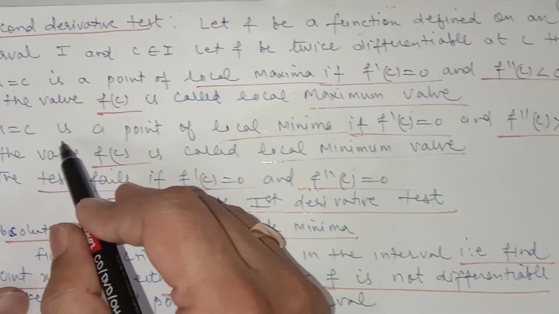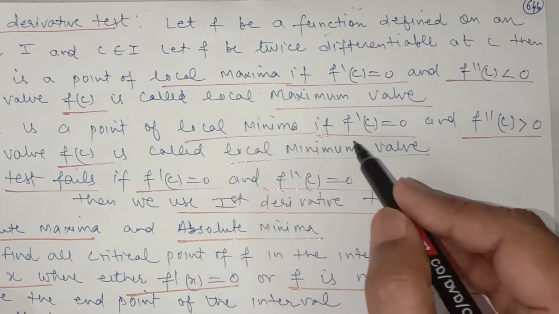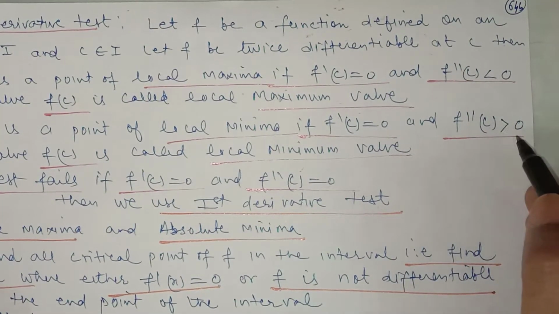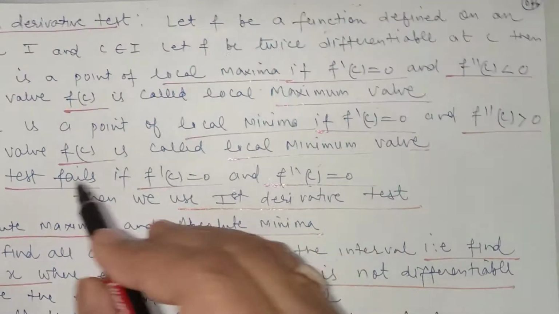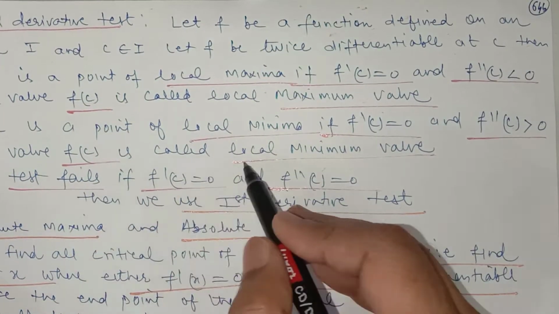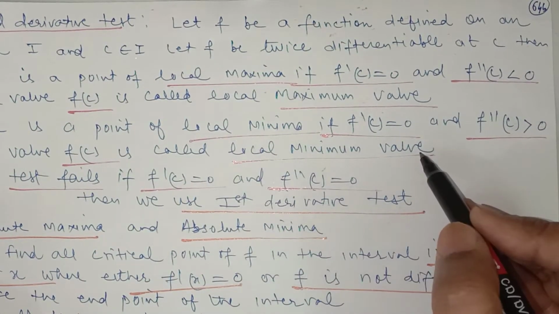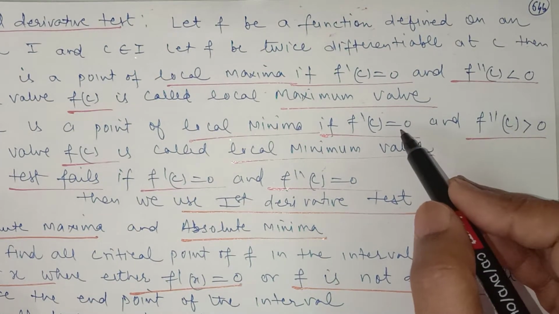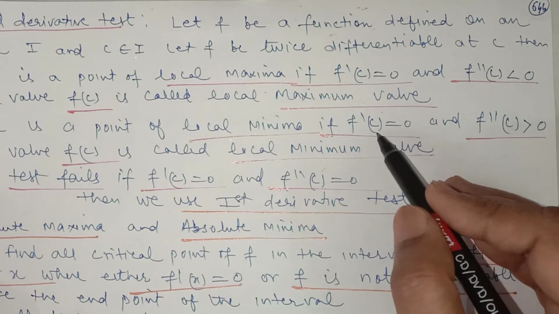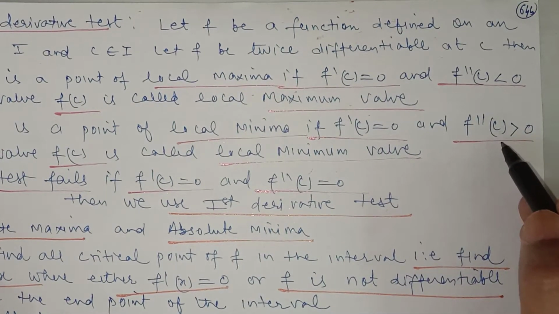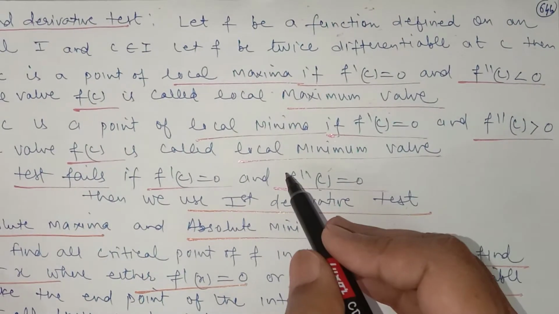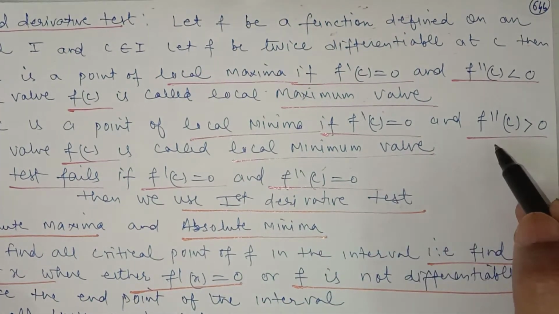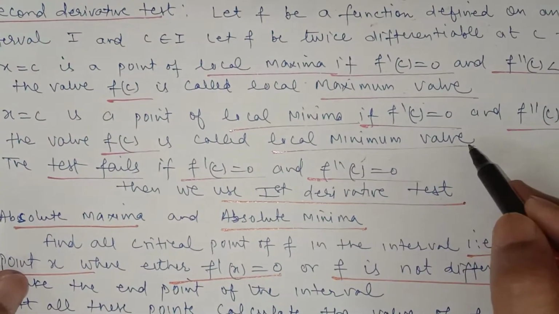Now, x equal to C is the point of local minima if its first derivative at C is 0 and its second derivative at C is greater than 0, or positive. Then the value f(C) is called the local minimum value. If we put the first derivative equal to 0 and find the value C, the critical point, and if the second derivative at C is positive, then we have the local minima and f(C) is called the local minimum value.